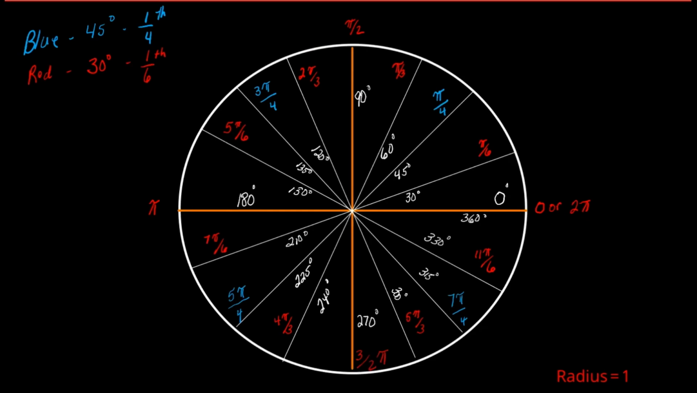Okay, on this screen, I'm showing you all the previous calculations all in one screen. Notice that the blue represents all the 45-degree angles, while the red represents all the 30-degree angles. So the blue will use the denominator of 4, and the red uses the denominator of 6.